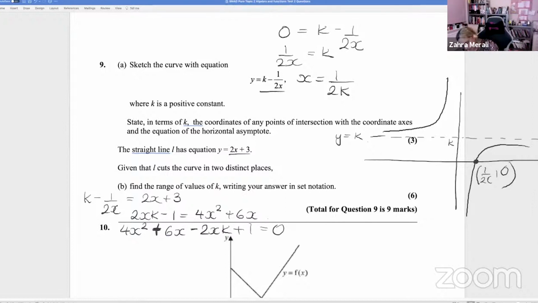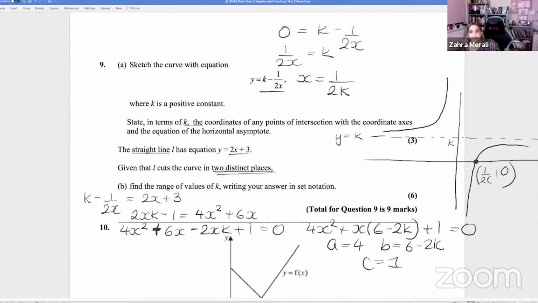And I know it cuts in 2 distinct places. So I know b squared minus 4ac is greater than 0. So if I rewrite that with my x outside the bracket, I'll get 4x squared plus (6 minus 2k)x plus 1. So my a equals 4, my b is 6 minus 2k, and my c is 1. And we're going to do b squared minus 4ac is greater than 0. So we're going to get (6 minus 2k) squared minus 4 times 4 times 1 is bigger than 0. And we're going to solve that.